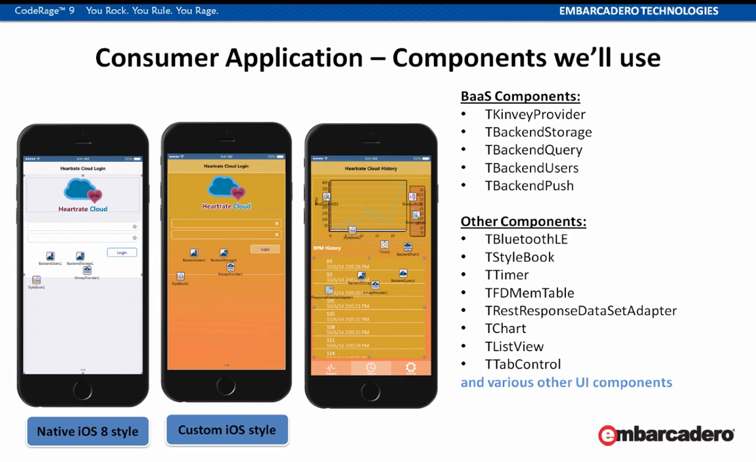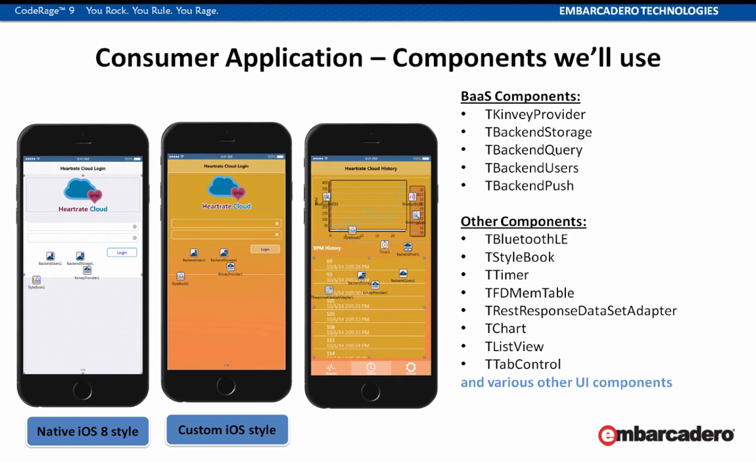Now, the components that we're going to use on the BaaS side for our consumer application consist of a provider component, as well as backend storage. Backend storage will be used to actually store our current heart rate data, as it's being retrieved from our Bluetooth LE smart device. BackendQuery will be used to then query the existing data and display it in our BPM history log as well as our chart. The Backend users component will be used to log in our user. And then Backend push will be used to notify the medical professional that a specific user's heart rate has exceeded the preset threshold.